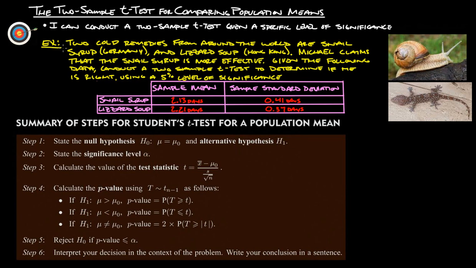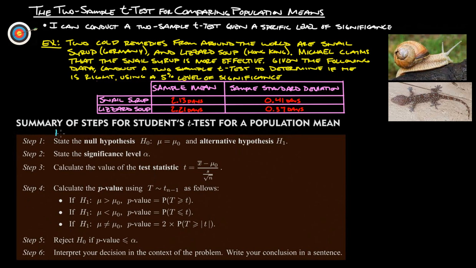For example, two cold remedies from around the world are snail syrup from Germany and lizard soup from Hong Kong. Michael claims that the snail syrup is more effective. Given the following data, construct a two-sample t-test to determine if he is right using a 5% level of significance. Nicely, they spell out exactly what to do step by step. So let's start with that.